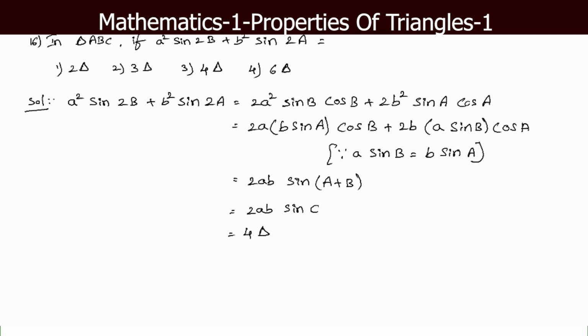And you know that the area of the triangle, delta, is given to be half bc sin A is equal to half ca sin B is equal to half ab sin C. So, using that one, 2ab sin C is equal to 4 delta. So, the correct option is option number 3.